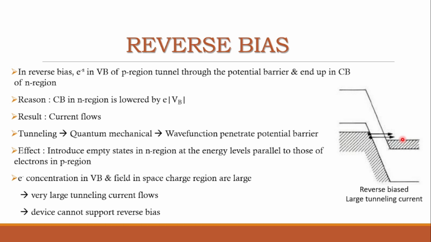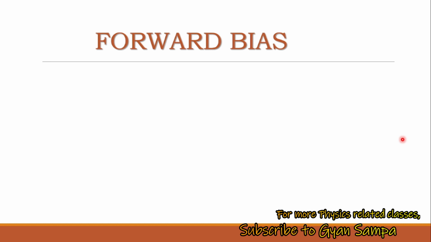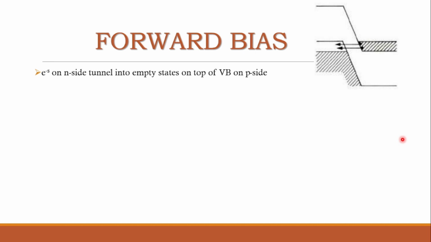So based on this energy level diagram, we can say we need another condition of biasing, that is forward biasing. And the most interesting feature of the tunnel diode appears only in the forward bias condition, because in reverse bias condition the device is not going to work because of high tunneling current. Here the current is going to flow because the electrons on the N side are able to tunnel into the empty states on top of the valence band on the P side, and that can be observed in this diagram.